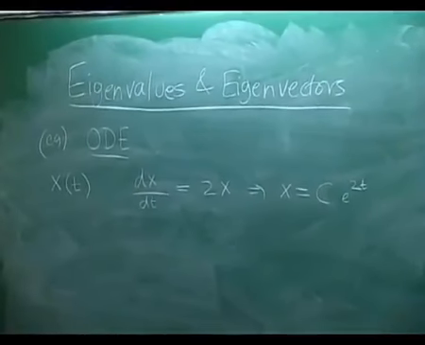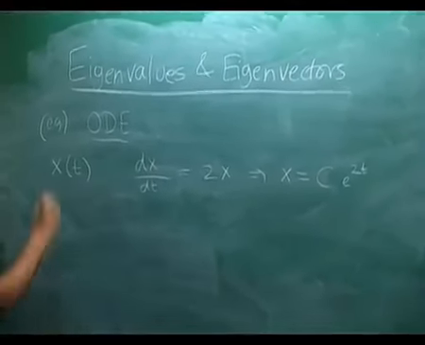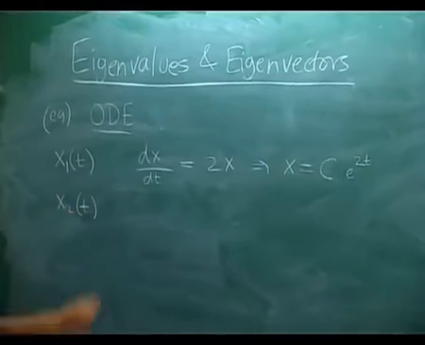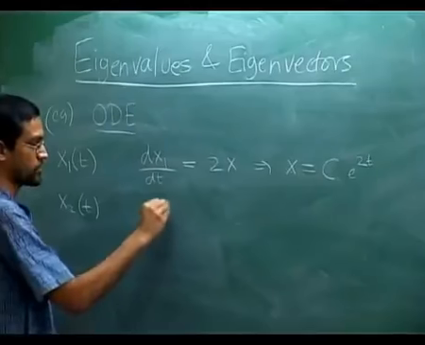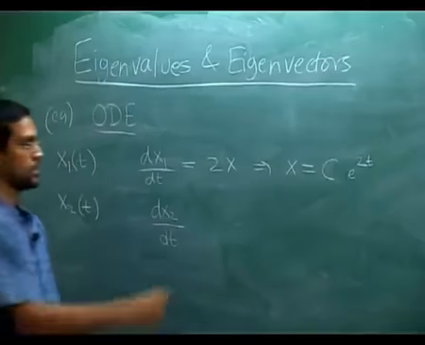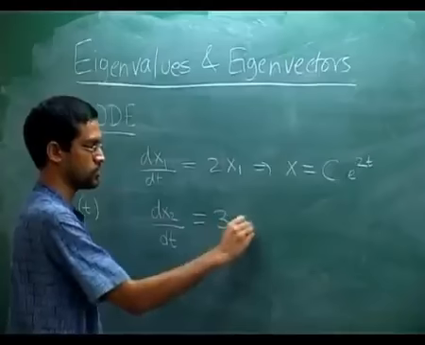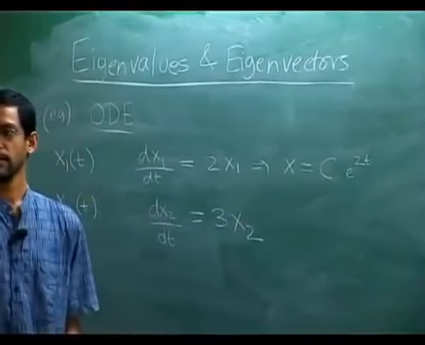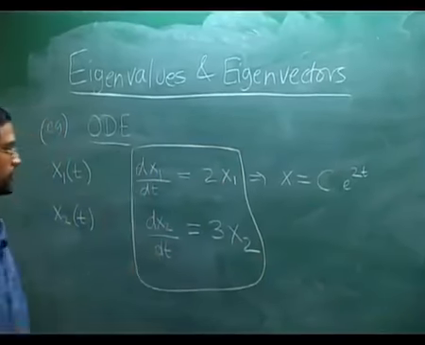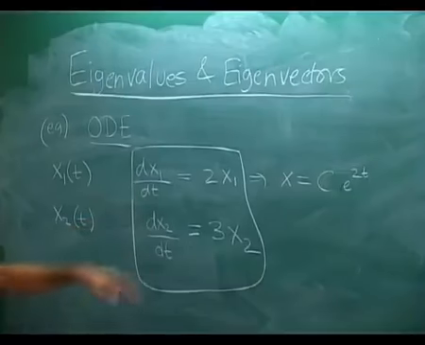Now, let's make this a little more complicated. Instead of one function of t, I have two functions of t. And instead of one equation, therefore, I need two equations. One which tells me what the derivative of x1 is, another which tells me what the derivative of x2 is. And let's say my equations look like this. dx1/dt is 2x1, dx2/dt is 3x2. Okay, such a thing is what you would call a system of equations, right? There are two functions which are unknowns, and there are two equations for those two guys. So here's a system of equations.